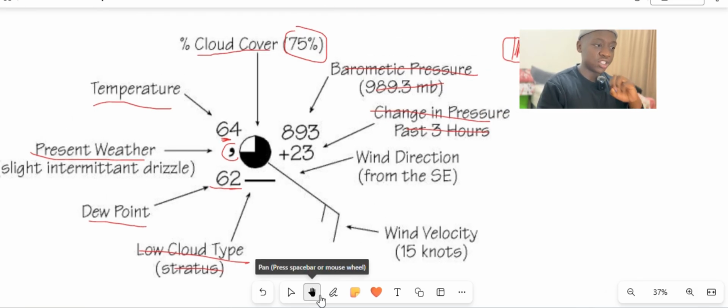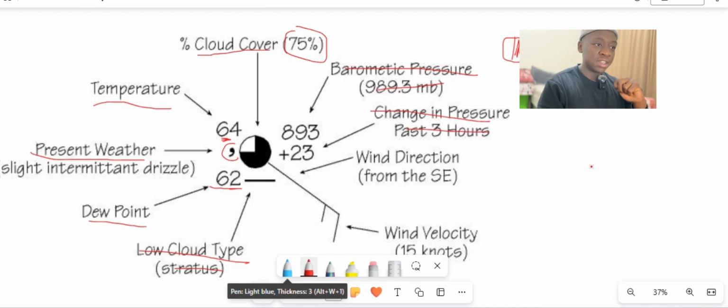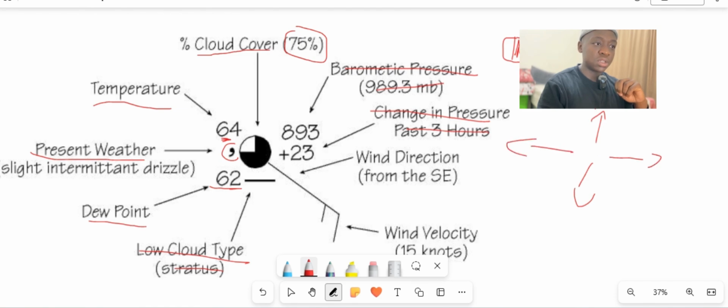Yes, the wind direction. So for the wind direction, for example, let me show you. I want to draw a compass for you quickly. Oh, my compass is not straight, but hopefully you get the gist of it. This is north, this is south, this is east, and this is west.